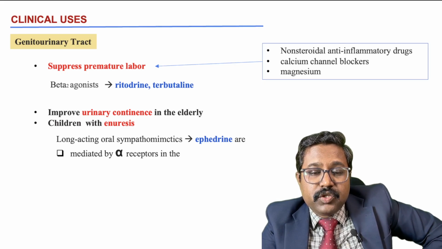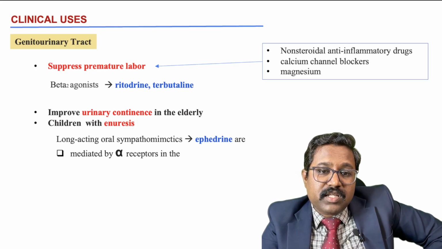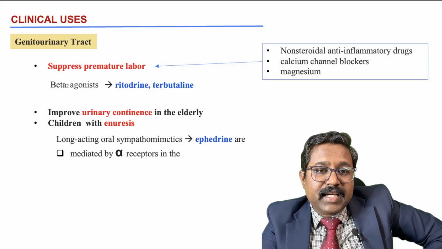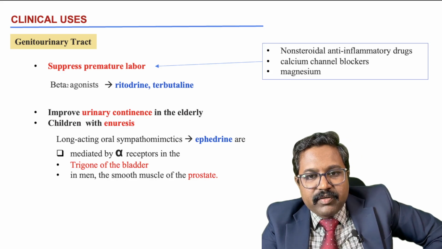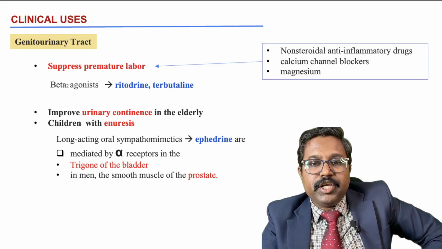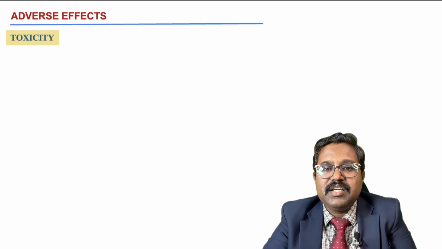urinary incontinence, you can improve the tone of the trigone of the bladder as well as the sphincter by giving the alpha 1 agonist. So alpha is located in the trigone of the bladder and the prostate, and this is going to help in terms of improving the urinary incontinence in elderly and enuresis in case of children.